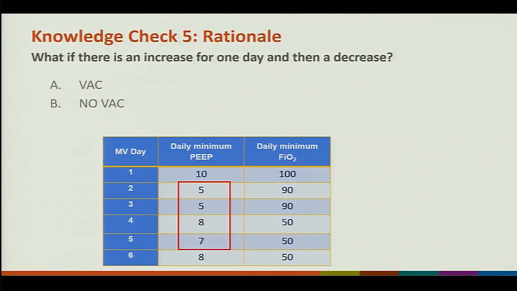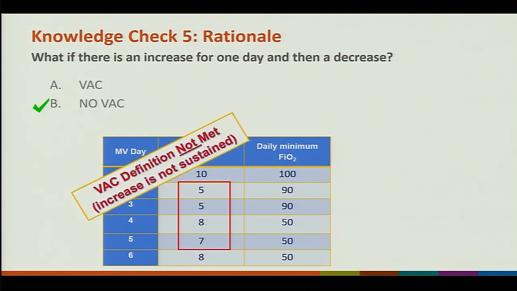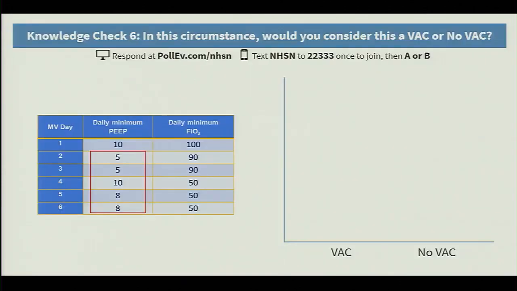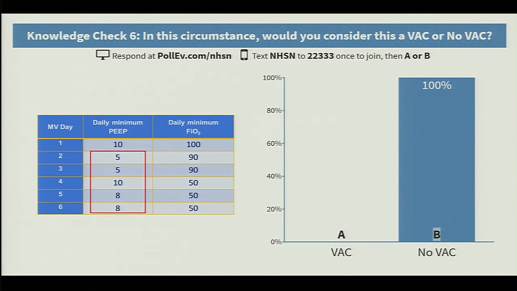All right, 100% said no VAC. And you're absolutely correct. This would not be a VAC because the increase is not sustained at the required threshold for at least 2 days; the value of 7 is not at least 3 above the baseline. Very good. All right, knowledge check 6. In this circumstance, would you consider this a VAC or not a VAC?